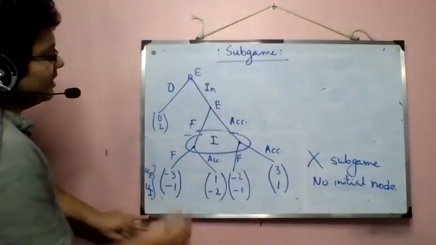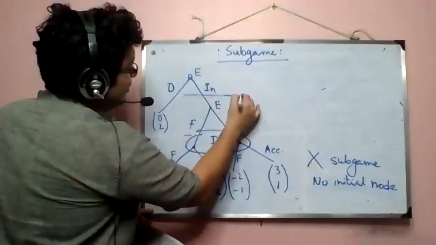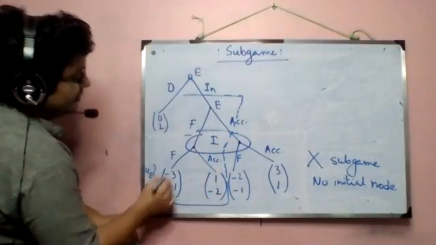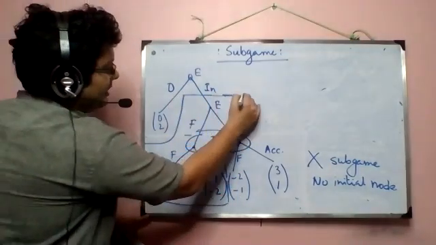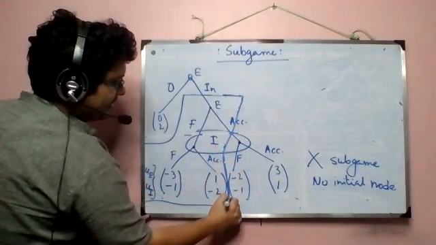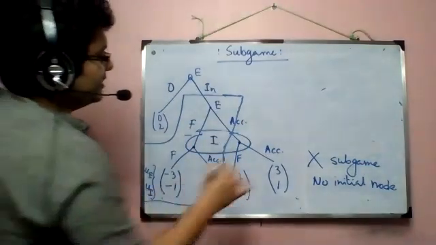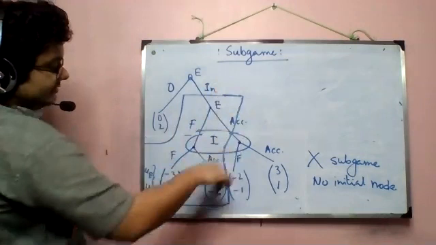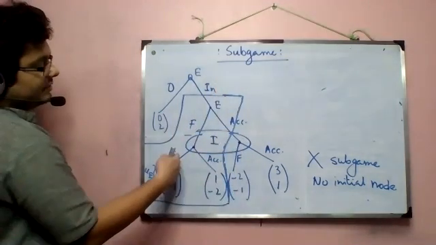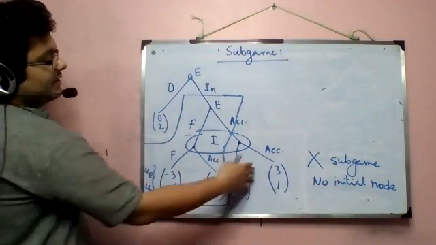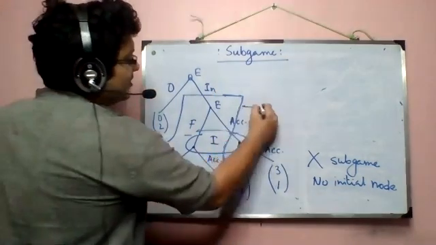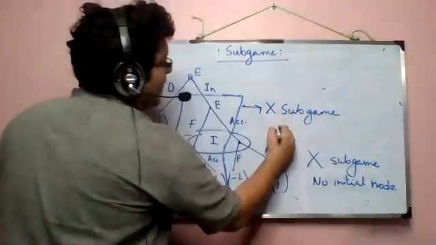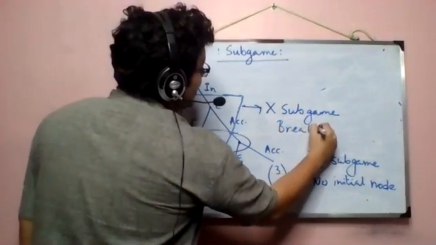So what about this partition? We are trying to claim that this one is a subgame. Here we take the decision node at the left side and we leave the decision node at the right side. And this is also not a subgame. Why is this not? Because it is breaking an information set.